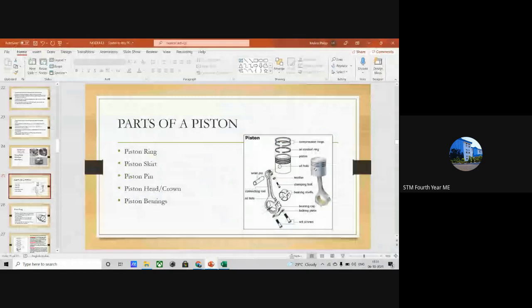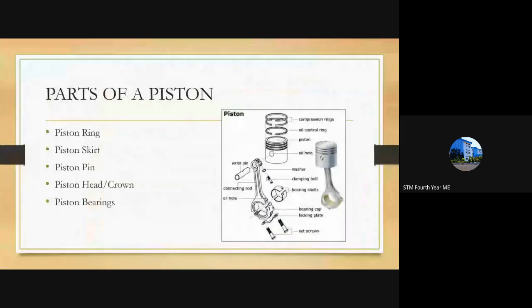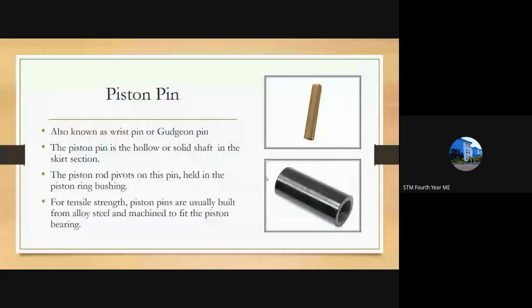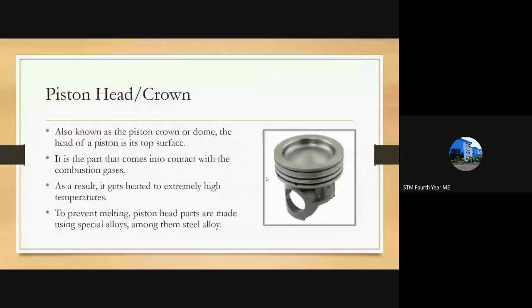Okay, in the last class, we discussed the parts of the piston: the piston ring, piston skirt, piston pin, and the piston bearings. We have one more part left, that is the piston head or the crown. It is called the piston head or the piston crown.